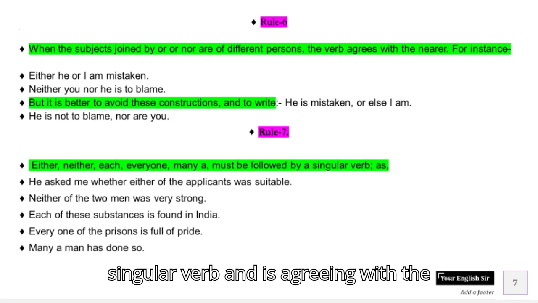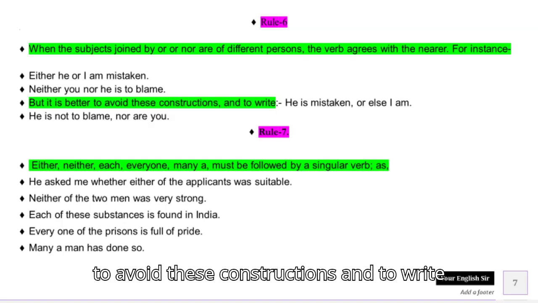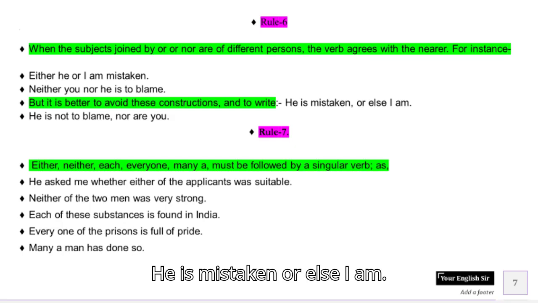Further, "am" is the singular verb and is agreeing with the nearer subject "I." But it is better to avoid these constructions, and to write, "He is mistaken, or else I am." "He is not to blame, nor are you."